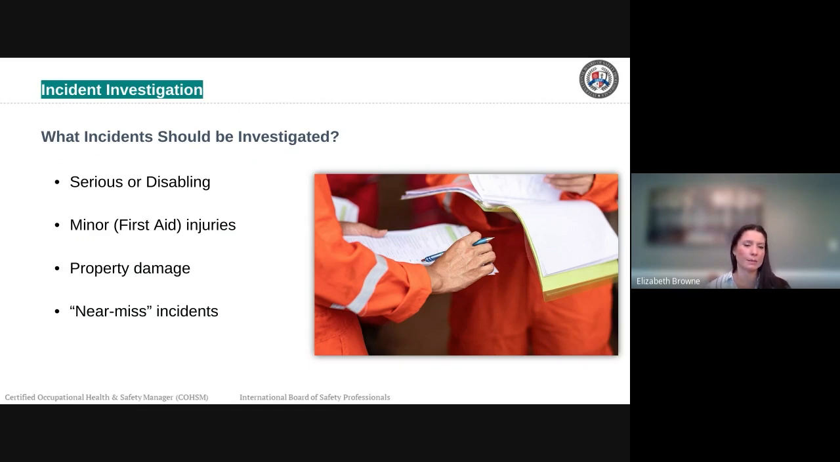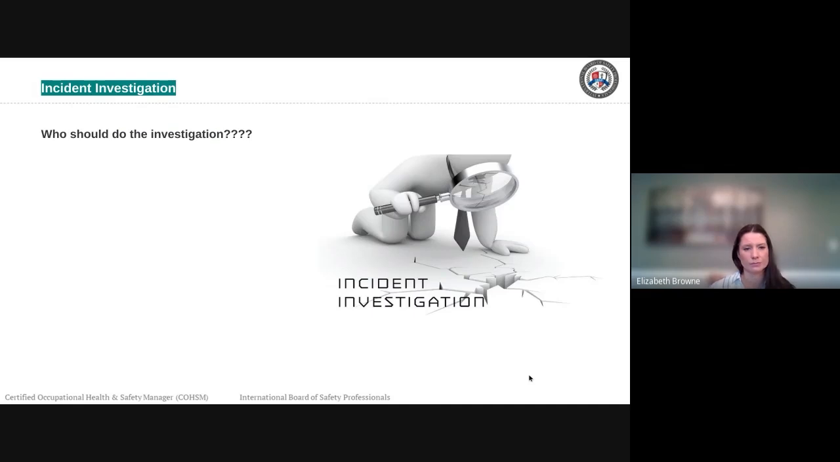So the types of incidents we should investigate should be, of course, priority given to any serious or disabling accidents. Then next in priority would be minor or first aid injuries, incidents that result in property damage, and then near miss incidents.